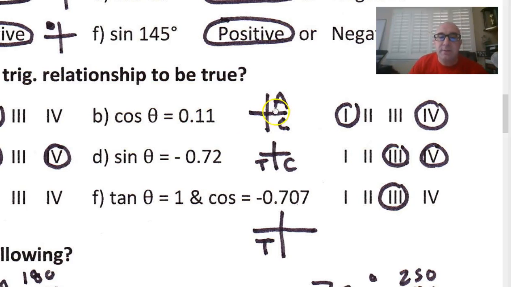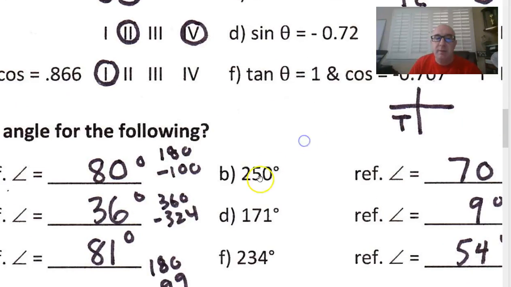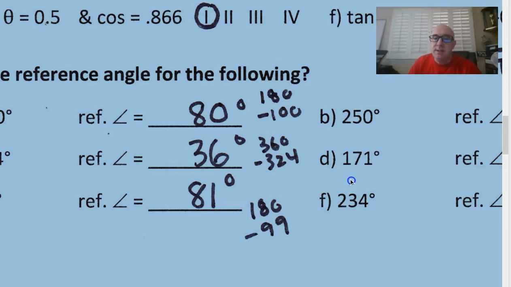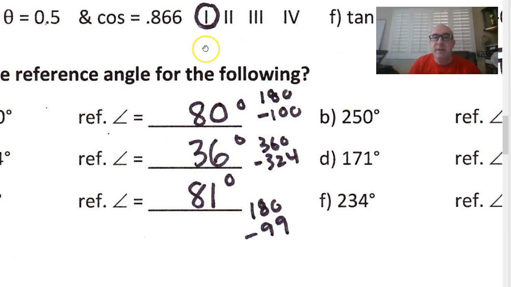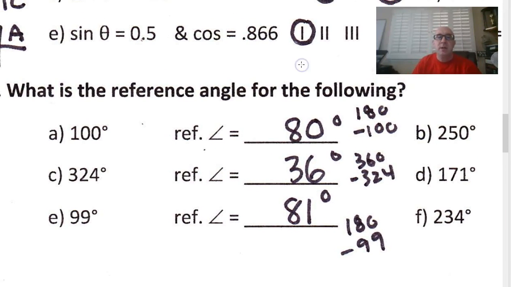Cosine is positive, so I'm either in the All category or the Cosine, 1 or 4. Sine was negative, so I'm not in All and I'm not in Sine. Tangent's positive, so I'm in the All category or the T, but cosine was negative, so I must then be there. This is just a little review of the previous questions, which is finding the reference angle.